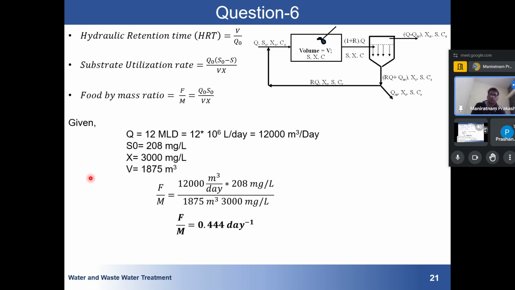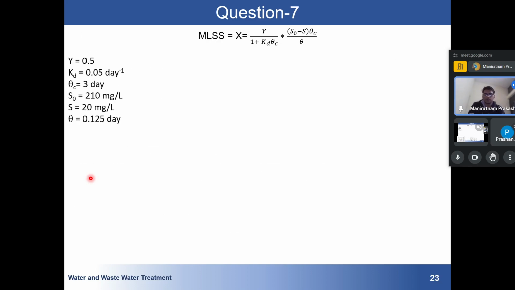So we were on this question, and for this question everything has been given to you. The rate at which the organic matter is degrading is 0.05 per day. The time for which this biomass stays in the system, defined as theta c, is 3 days. The initial BOD entering the system was 220 milligram per liter. The final BOD in the system is 20 milligram per liter.